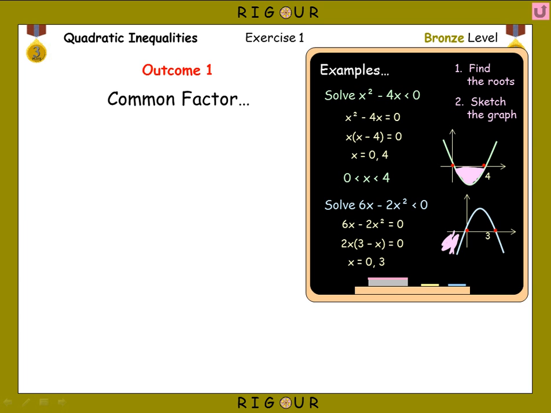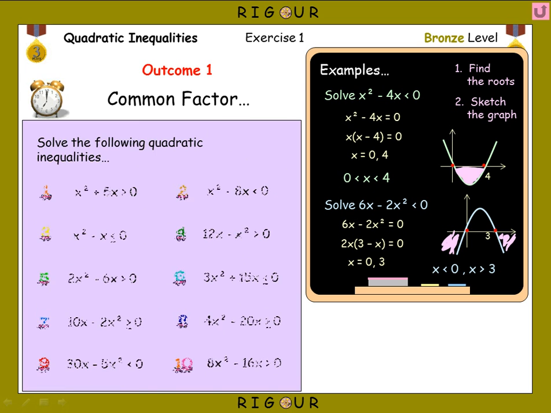So it's going to be less than 0 for all values that are less than 0, and for all values that are greater than 3. So we've actually got 2 separate answers to write to represent the 2 shaded bits. So we've got all values for when x is less than 0 and when x is greater than 3. So for all of your solutions, it's either going to lie between, or it's going to be less than and greater than the 2 roots.